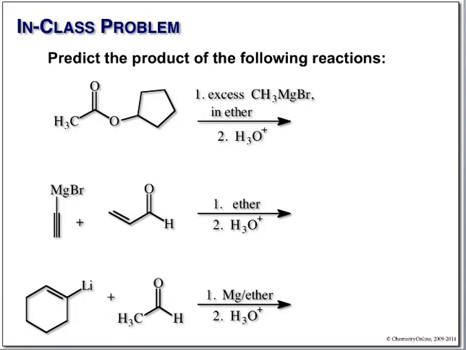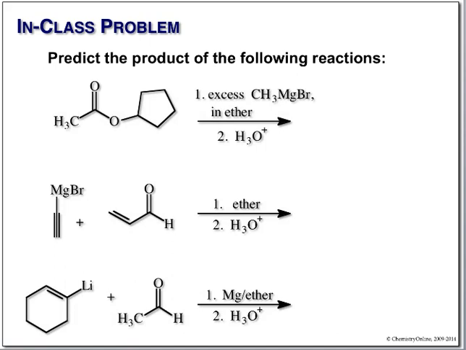Our first one here, we have an ester. We are reacting that with excess methyl magnesium bromide, followed by workup in acid.